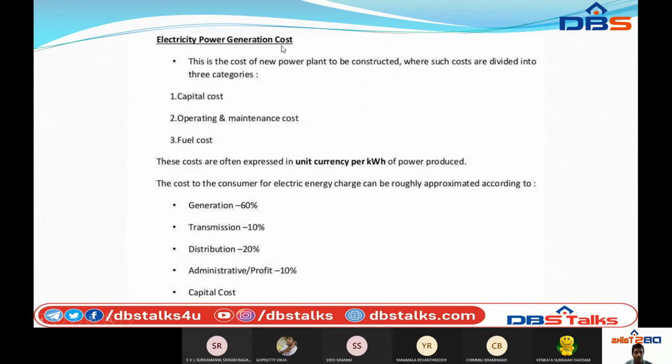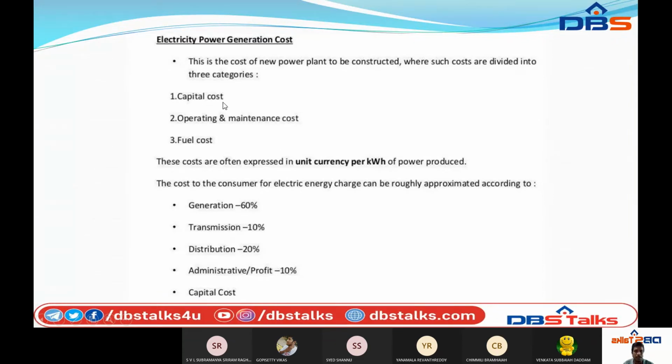Electricity power generation cost. In this, the cost of a new power plant can be constructed based on three factors: one is capital cost, the second is operating or maintenance cost, and the third is fuel cost. These three are similar to power plant economics. These three factors were studied in previous classes.